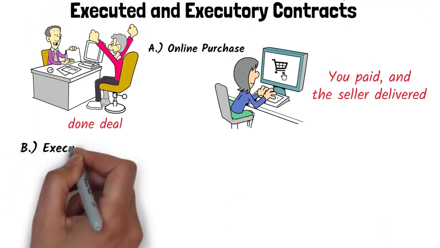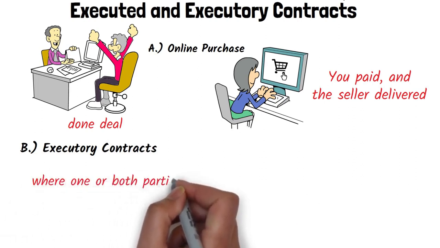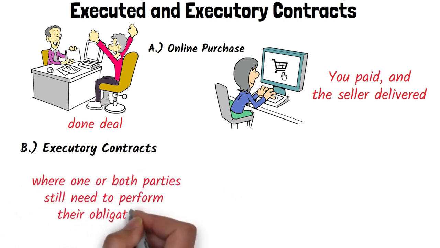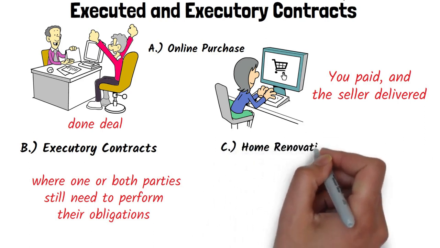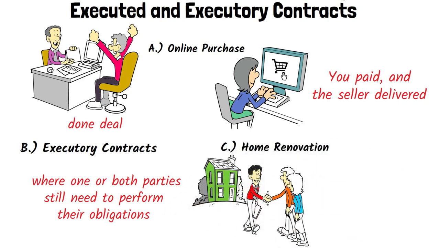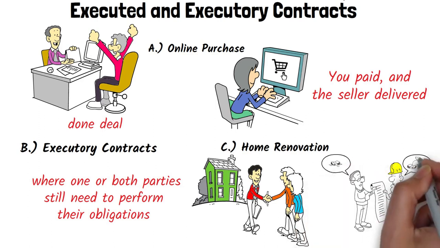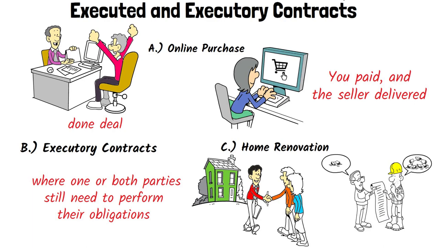An executory contract, on the other hand, is a contract where one or both parties still need to perform their obligations. Home renovation. Imagine hiring a contractor to renovate your home. Until the work is completed and both sides have fulfilled their obligations, it's an executory contract.